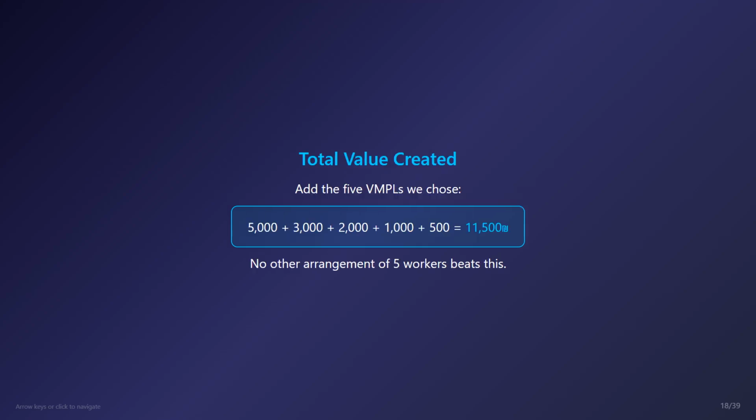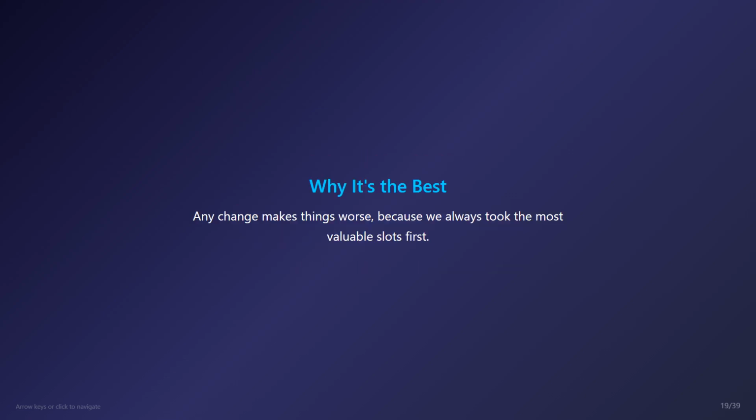Let's add up the value. 5,000 plus 3,000 plus 2,000 plus 1,000 plus 500 equals 11,500 shekels. No other way of splitting 5 workers beats this total. And we know it's the best, because at every step we deliberately took the most valuable slot still available. There's nothing better left on the table.